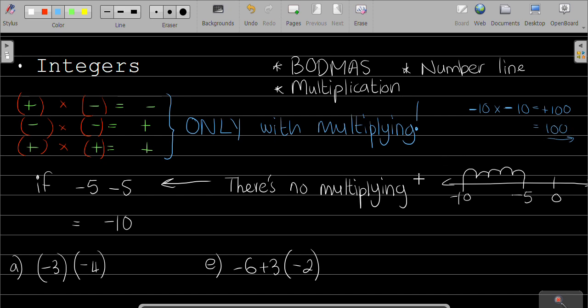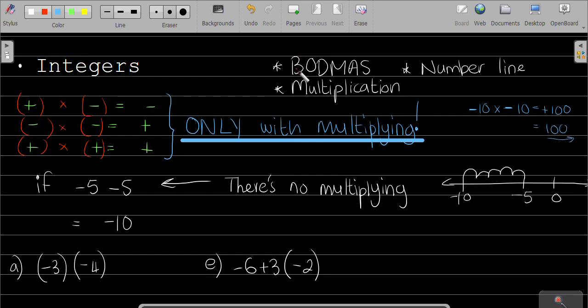Okay, so a very important part about this, guys, is that this only happens when we are multiplying. This rule only applies when we are multiplying. There are three important points that I just wanted to highlight before we get stuck in, and that is BODMAS rules apply to integers. Please remember your BODMAS rules.